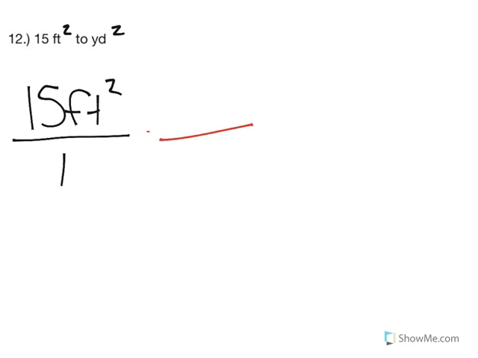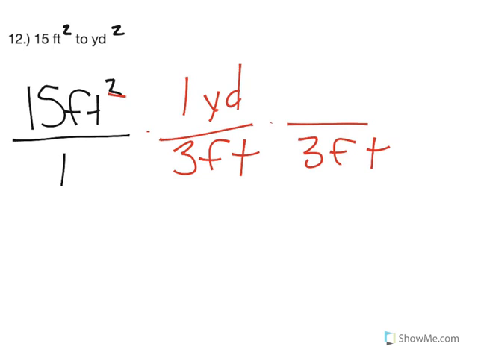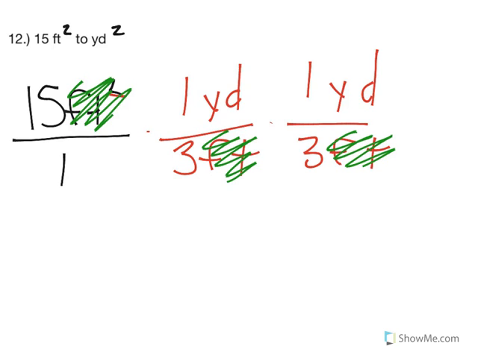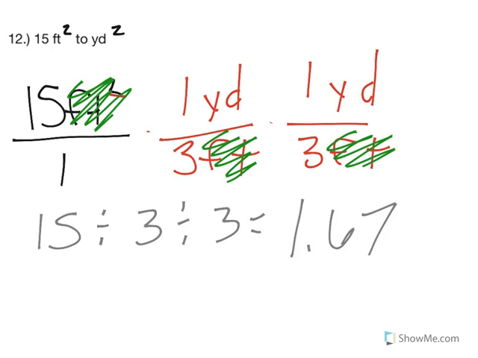Number 12, I've got 15 feet squared. 15 feet squared, so again, feet times feet. And I want to change that to yards squared. Well, 3 feet is 1 yard. But this is feet squared. It's a 2, so I need 2 of these. Let that exponent tell you how many times you need to see it. So that means 1 foot, 2 feet takes care of my 2 feet. And then 15 divided by 3 gives me 1.67 yards squared for my final answer.